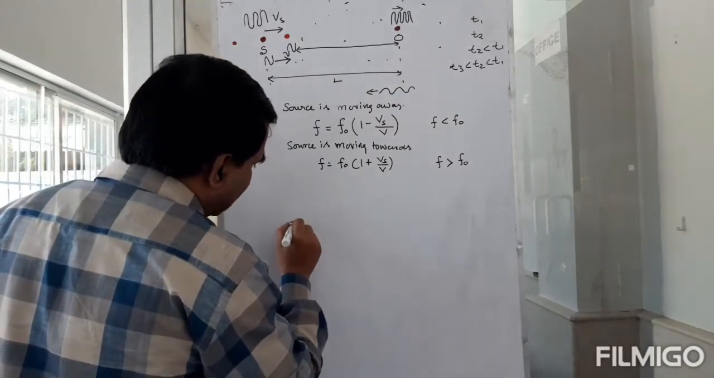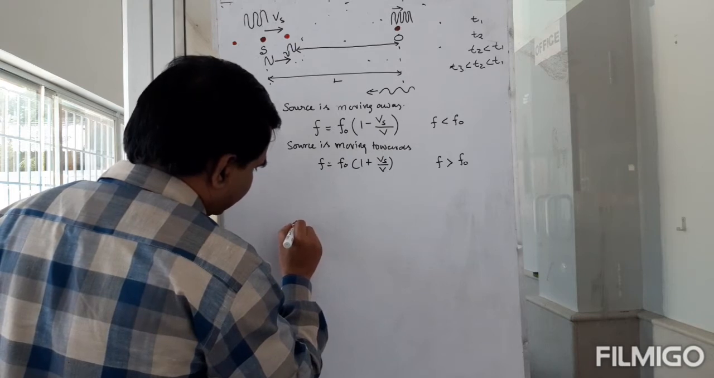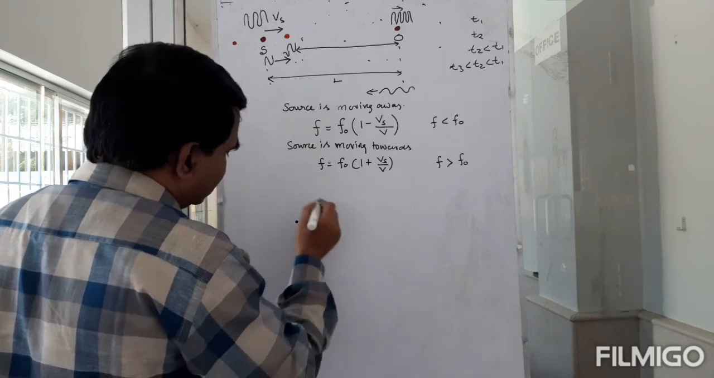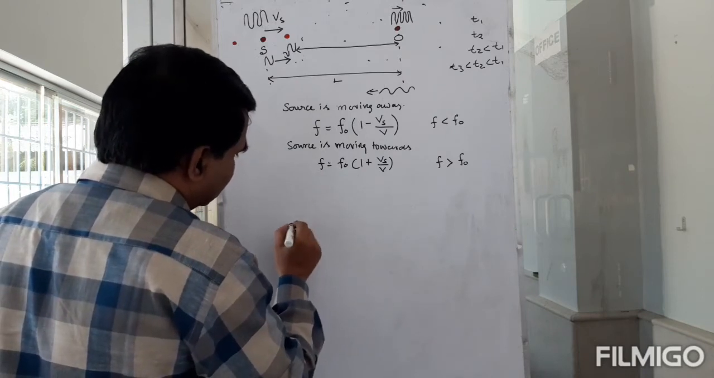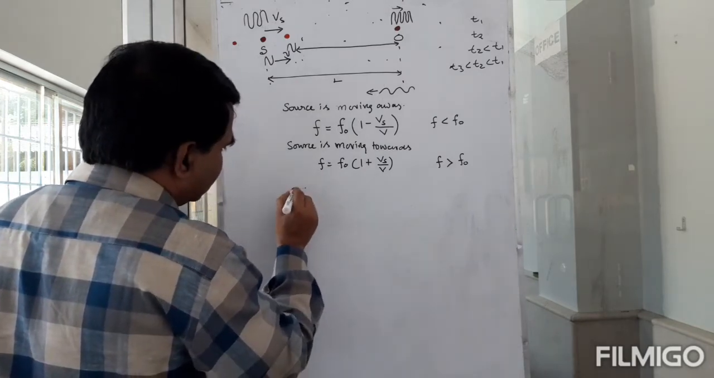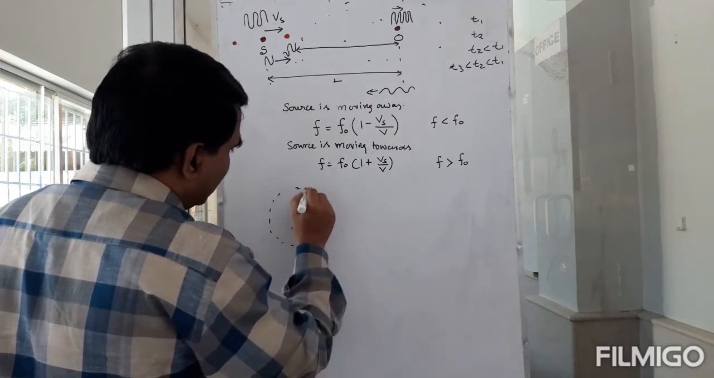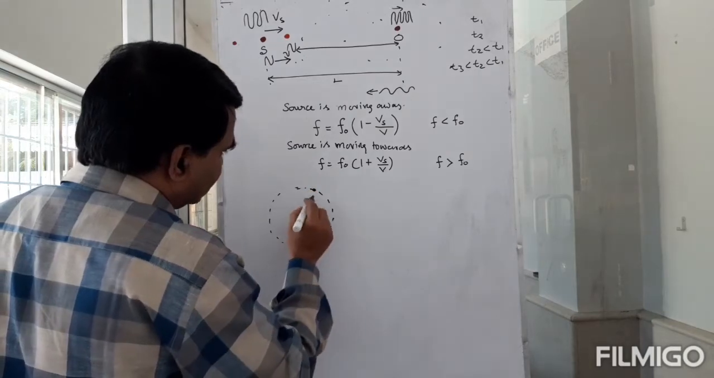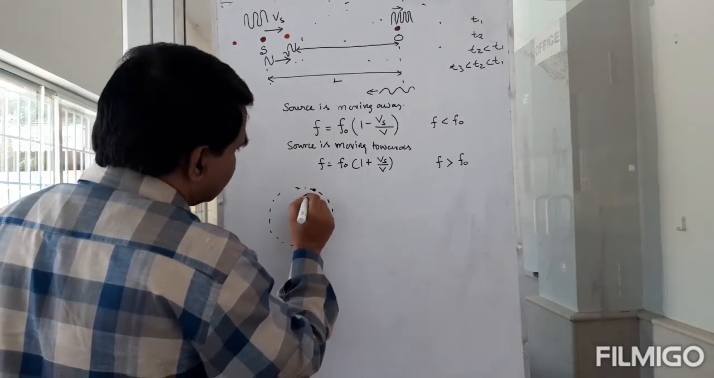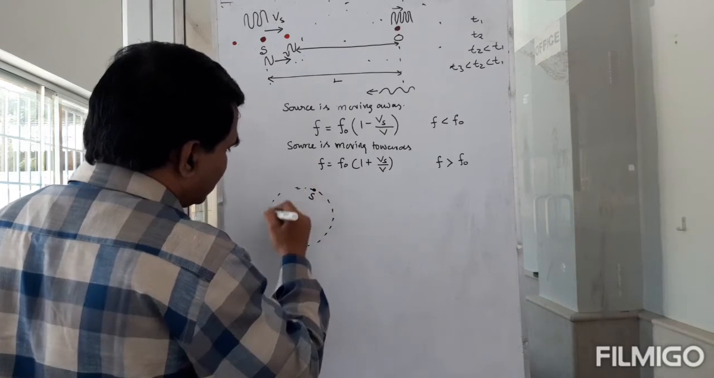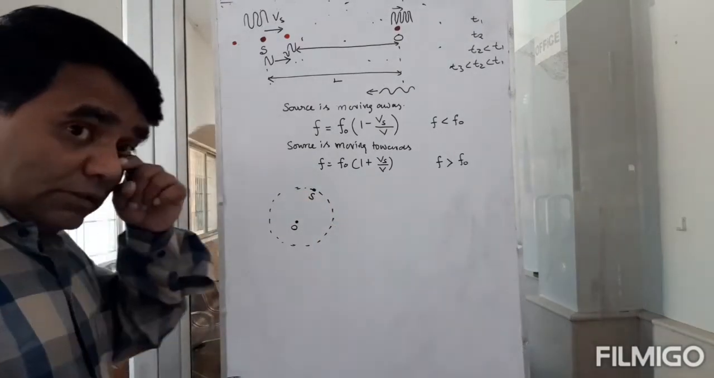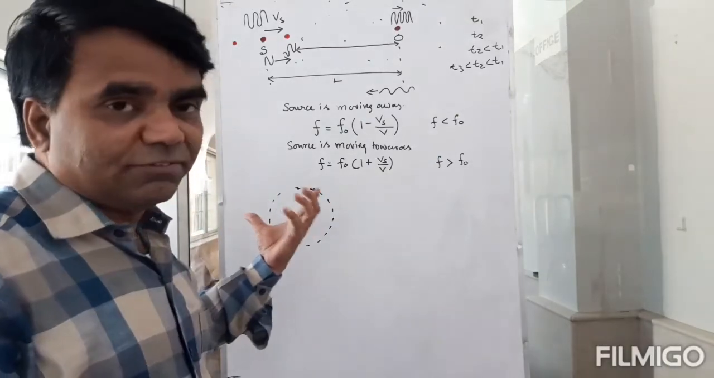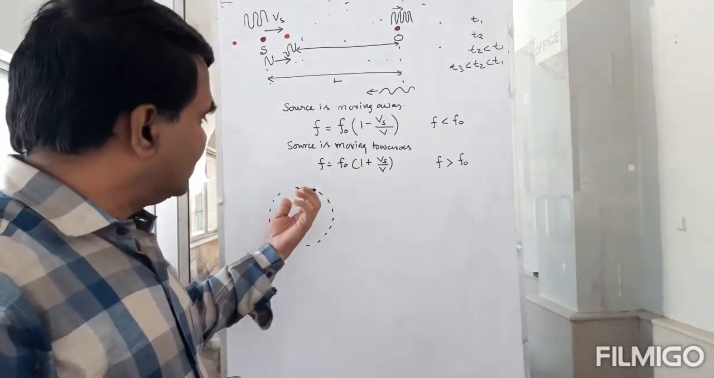Okay. I have the source here, or I am the observer, whatever. Okay. I am the observer. And let's say the source is moving around me in a circle. Okay. So this is the source. The source is moving around me in a circle. What is going to be the Doppler effect? Will I have any Doppler effect here?